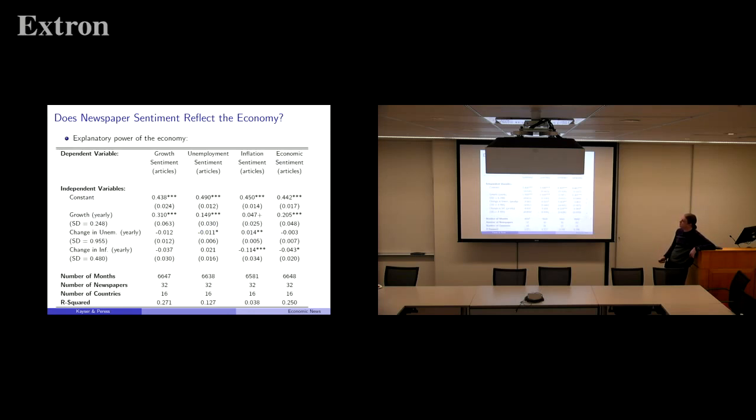We can do the same thing using a regression. In this case, we're able to look simultaneously at the relationship between growth, unemployment, and inflation for the three different measures. What we're looking for over here is, at minimum, we should see the correct signs along this diagonal. So growth sentiment should respond to growth, unemployment sentiment should respond to unemployment, and inflation sentiment should respond to inflation, and we do actually find that. But at the same time, we find that all the different measures of sentiment tend to respond to the measure of growth.